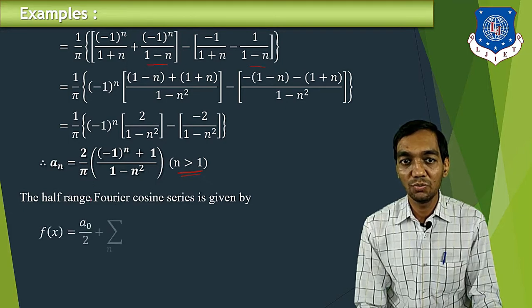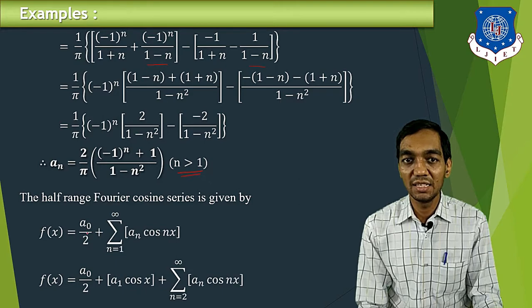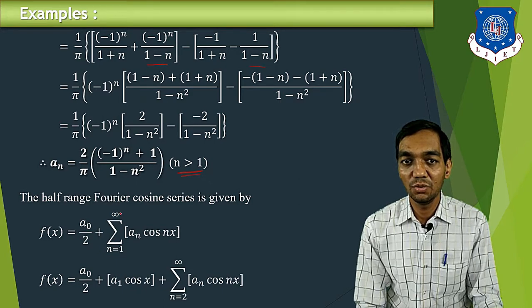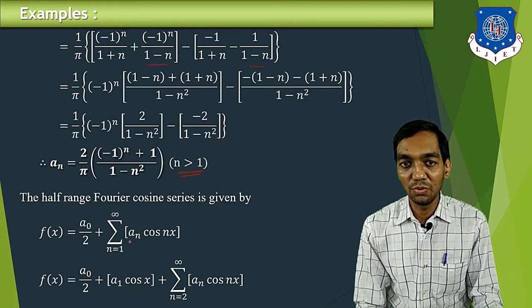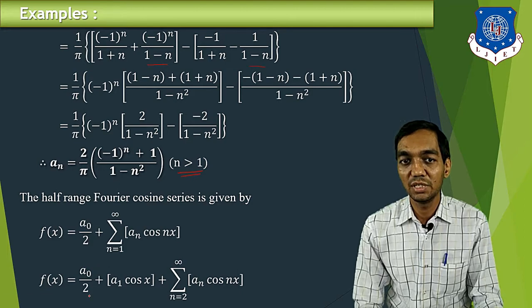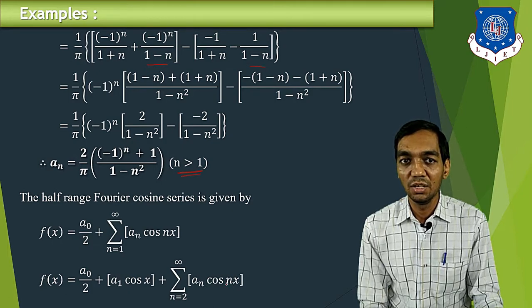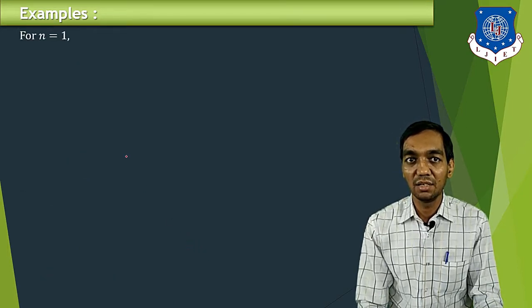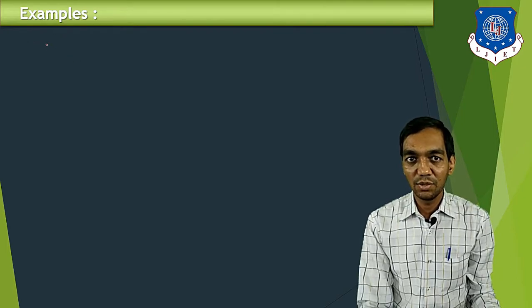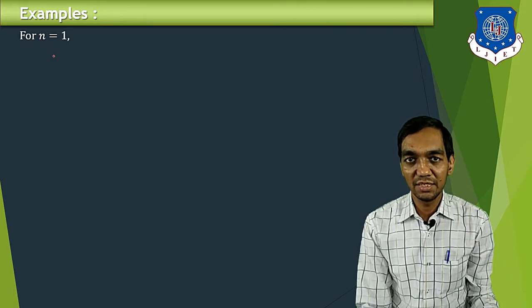So if you are going to find the Fourier series, then first of all, f(x) is given by a0 by 2 plus sigma n running from 1 to infinity an cos nx. But you have to find a1 separately. So we are writing this series in the form of a0 by 2 plus a1 cos 1x plus sigma n running from 1 to infinity an cos nx. So now we are going to find the value. For n is equal to 1, we are going to find a1 separately.